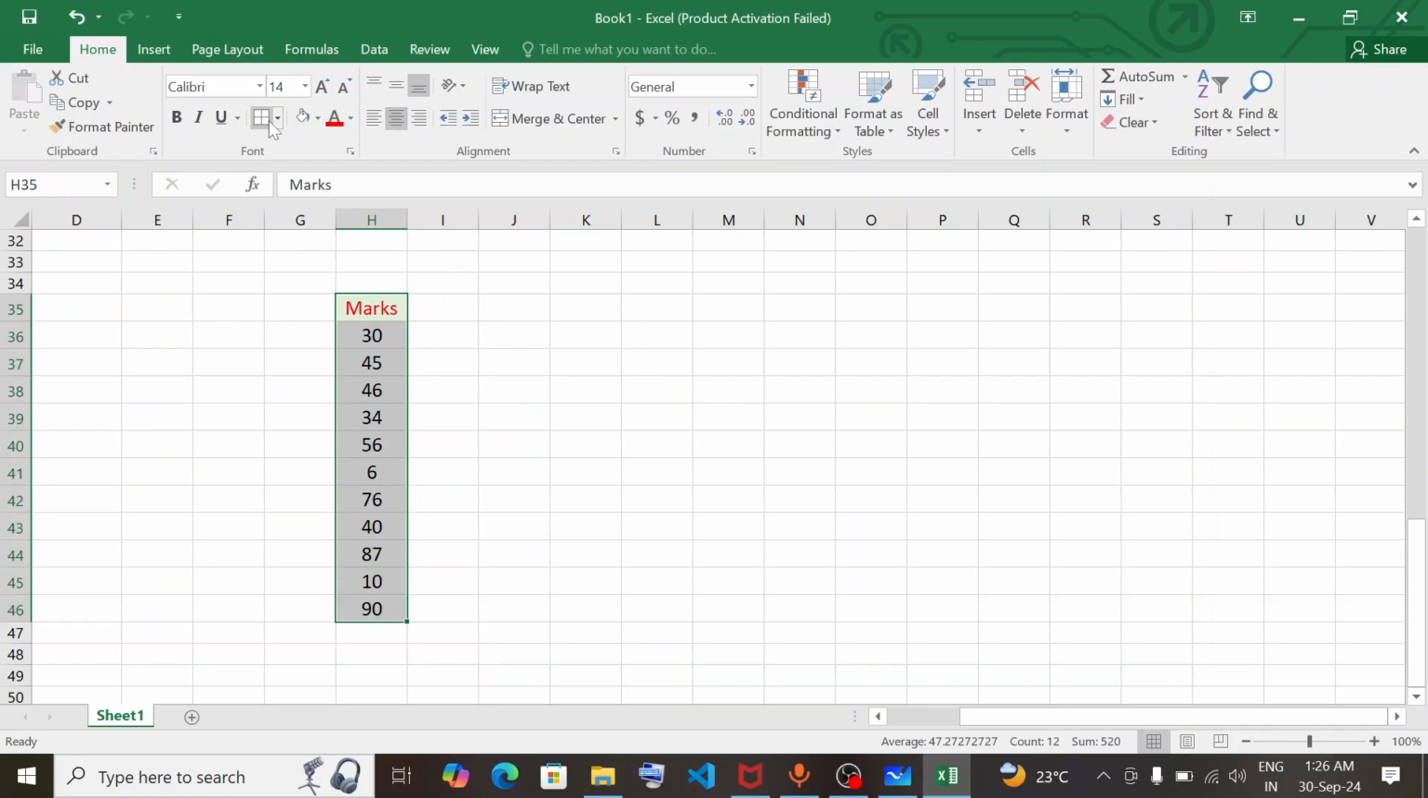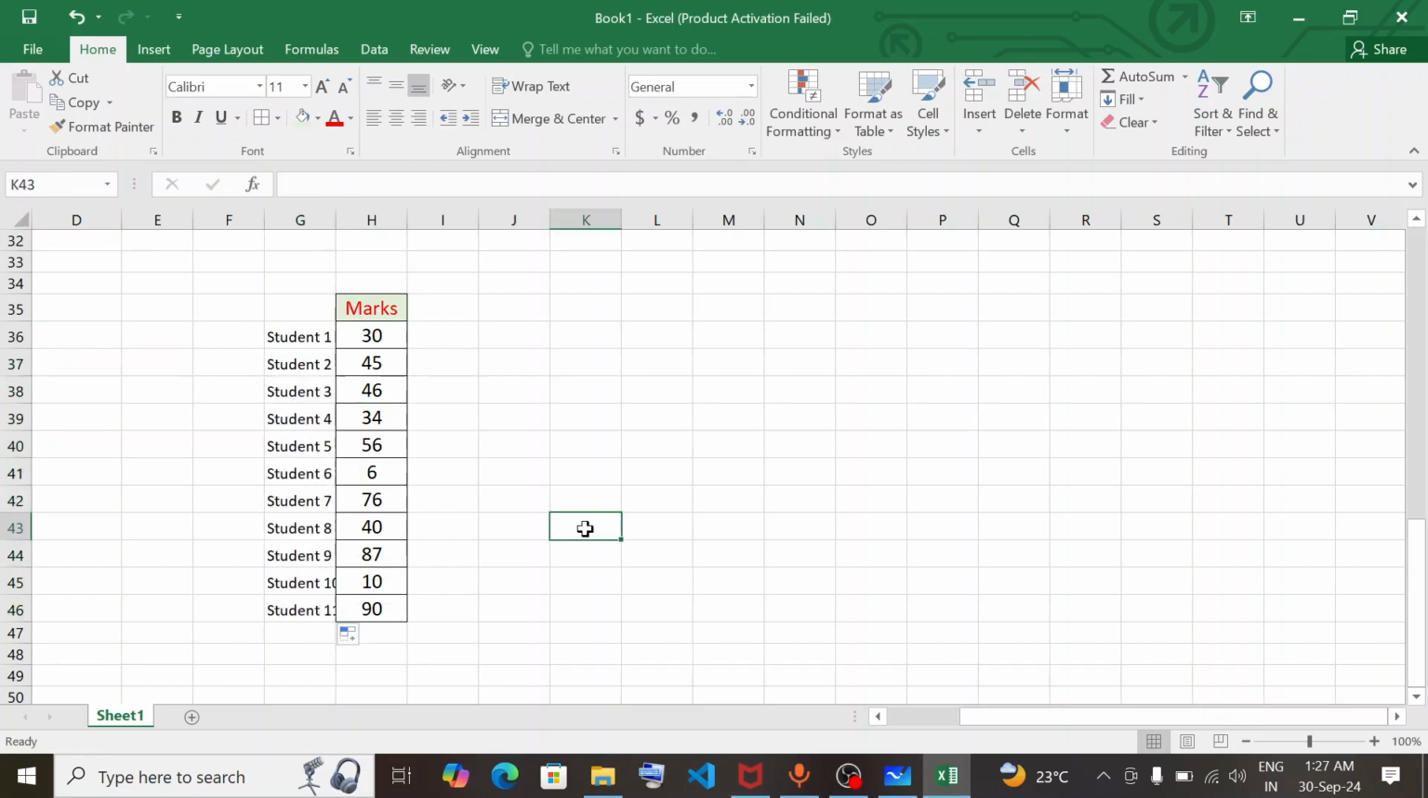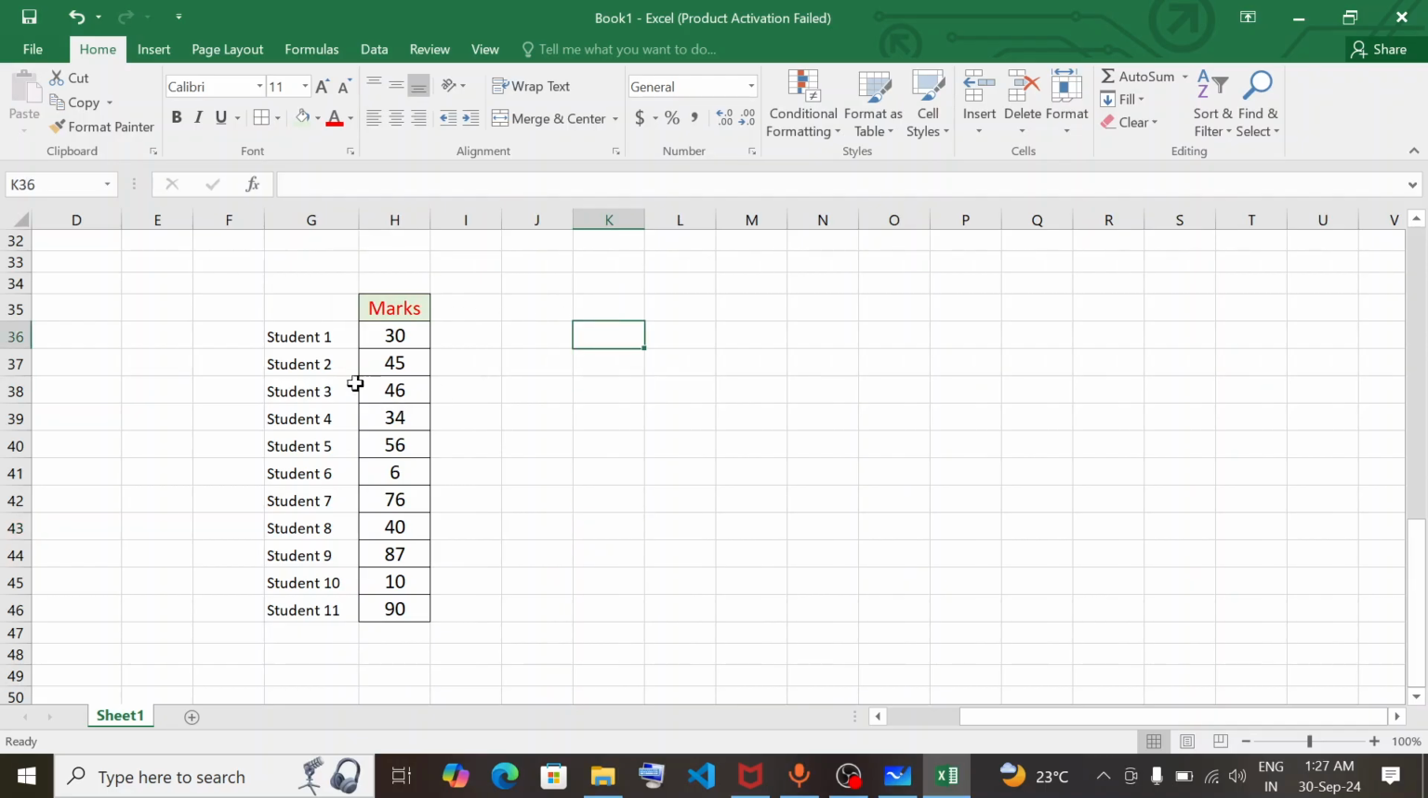Okay, so let's create the table for this data. These are the marks of a few students. Here I will mention student 1, here is student 1, here is student 2. Let me scroll down for all the values. In total we have 11 students. I'll increase the cell size for clarity. Here are the students and here are the marks.